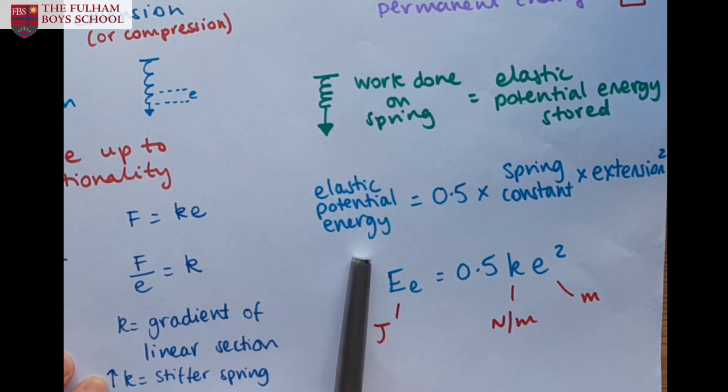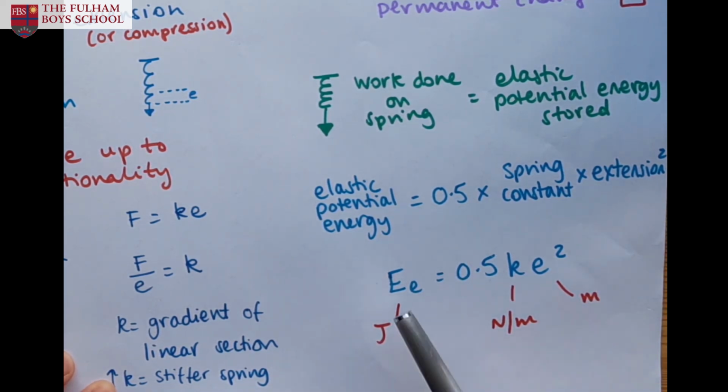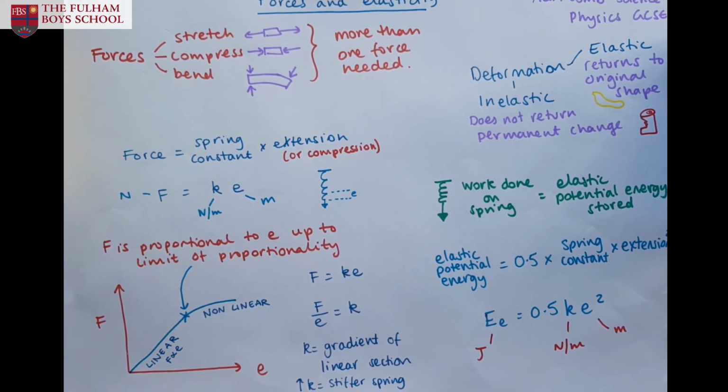This equation: elastic potential energy is 0.5 times spring constant times extension squared. Elastic potential energy is given the symbol capital E, subscript little e, measured in joules. Spring constant is in newtons per meter, and extension is measured in meters. And like I say, you're given that on the physics equation sheet. That is all.